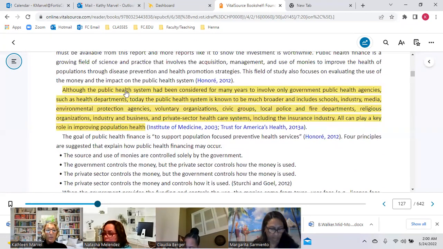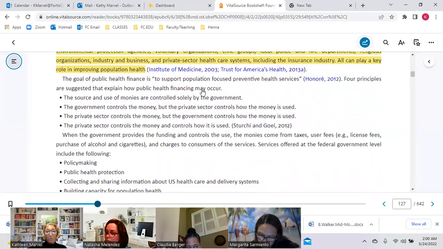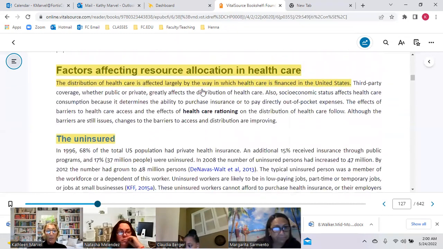And I thought this was interesting. The public health system, for years and decades, was only considered to involve the government public health agencies, such as health departments. But now the public health system has branched out to so many different areas, right? Schools, industry, media, environmental protection agencies, voluntary organizations. It's so much more now, public health nursing or public health, period.